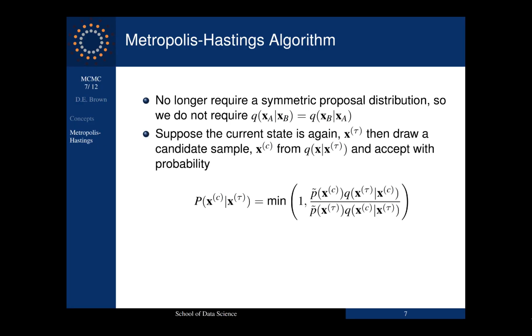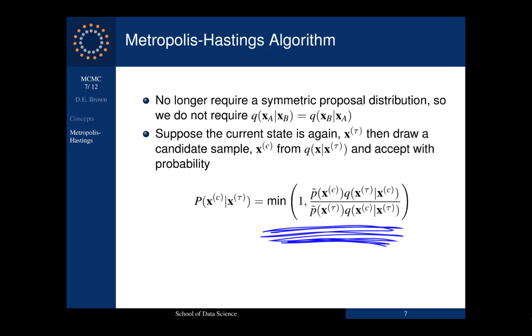So suppose the current state is again x tau. Then we're going to draw a candidate sample xc, and we're going to do it exactly as we did before, from this proposal distribution conditioned on the current place that we are, the current state that we're in, x tau. And we will now accept with a probability that's shown here. So the acceptance probability of accepting the candidate xc, given that we were in x tau, is going to be the minimum, again, of 1, because a probability can't be greater than 1, or the ratio.